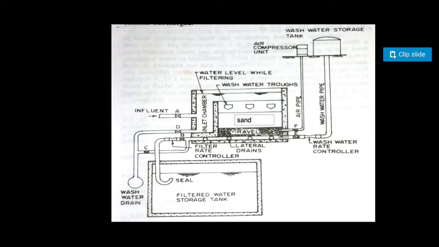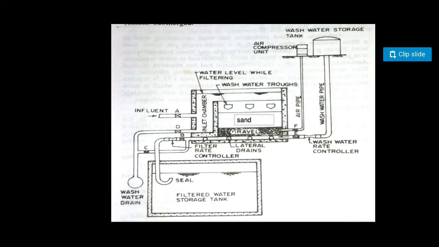There is a water level while filtering. You can see that there is a certain head of water we have to maintain while the filtration process is going on. On the left there is a pipe which is controlled by valve A. This valve A is controlling the flow of the influent inside the inlet chamber.